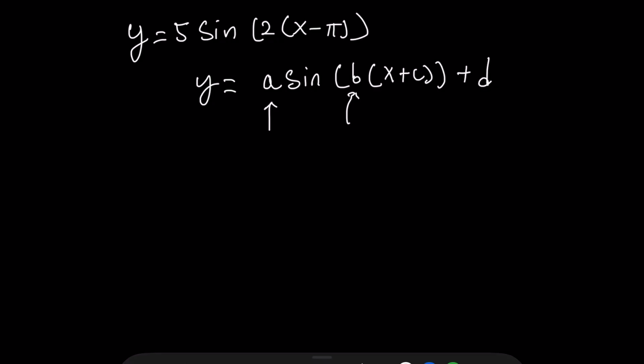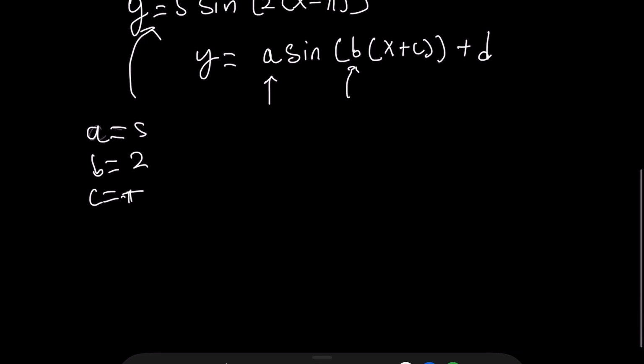So let's identify each of the things. A is equal to 5. I'm talking about this guy, by the way. B is equal to 2. C equals negative pi. And D is equal to 0. We don't care about D right now. Anyway, I'll just show you how to do it. And by the way, the period of a sine function is always 2 pi over your B value.